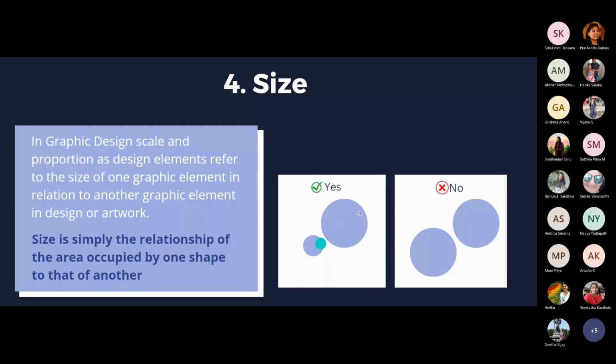See, in graphic design, scale and proportion as design elements refer to the size of one graphic element in relation to the other graphic element. So in order to define that, we use small and larger ones. Which should be highlighted, we take the bigger size; which is not, we take the small size. This is related to size.